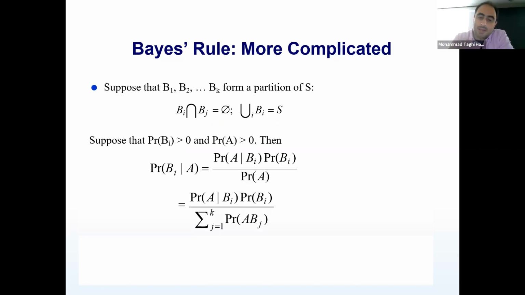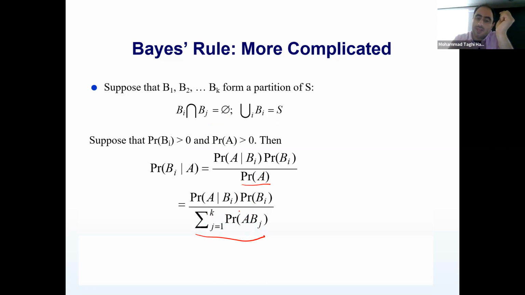Then I will replace the denominator by the formula that I mentioned in the earlier class. Because the intersections A with Bj are disjoint, I can write A essentially as the union of the A intersection Bj. So instead of the union, I can write the sum of the individual probabilities.